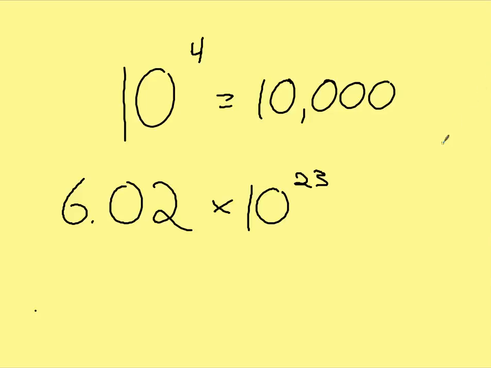I did point out 10 to the fourth equals 10,000. 10 to the power of 4. I said, look at that number when the base is 10 and note how many zeros are in the answer. And it really helps you in determining, especially when you get to large exponents.